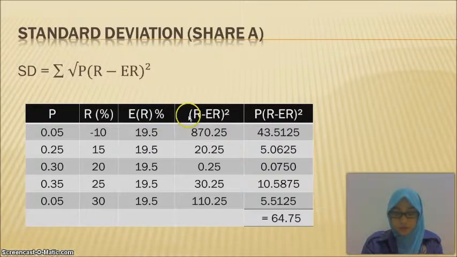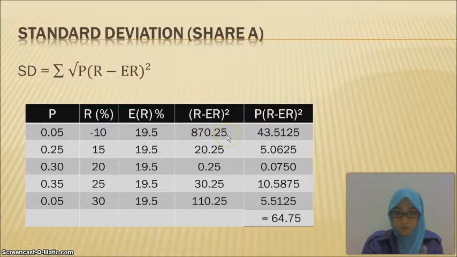For the fourth column, this is the formula: possible return minus expected return, and square the answer. For example, for probability 0.05, we must follow the formula. Possible return needs to minus the expected return, and we square it, then we get 870.25.